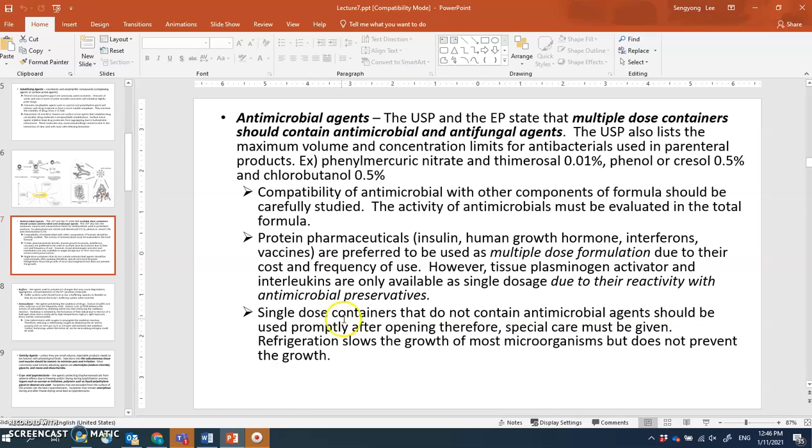So if it's a single dosage container, it should be used promptly and then thrown away, right? So before it's used, you have to take care that it's not exposed to air for a long time, and it should be refrigerated. Makes sense, right?